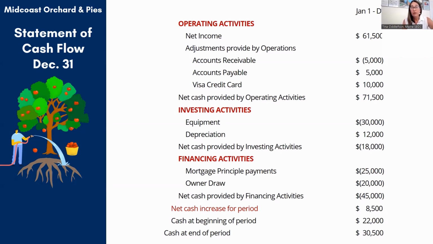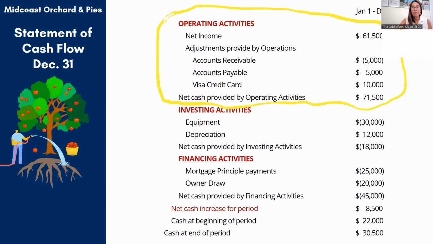Same with the credit card. We have $10,000 in expenses that we used our credit card to buy, but we haven't paid our credit card bill. Money's still in the bank. We're going to add that back into our profit number. So now we're looking at a situation where we had $61,500 in profit, but we've actually got $71,500 sitting in the bank after we untangle the operating part of this statement.